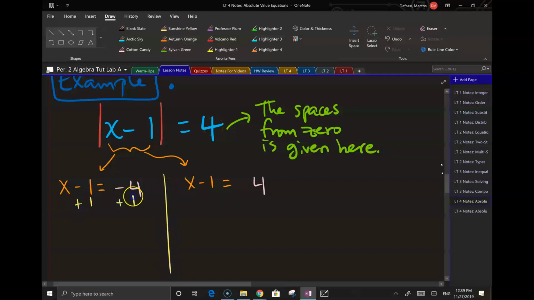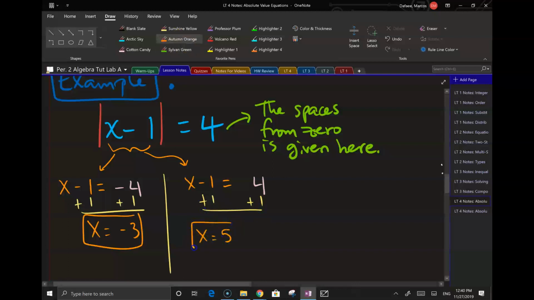So we add 1 to both sides. We get x is equal to -3. Now this is our first answer. On the other side, we do the same thing. We add 1 to both sides. And we get x is equal to +5.